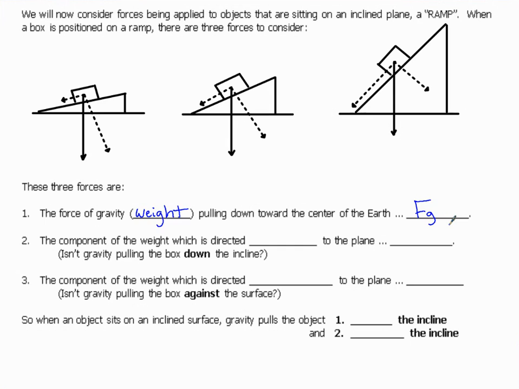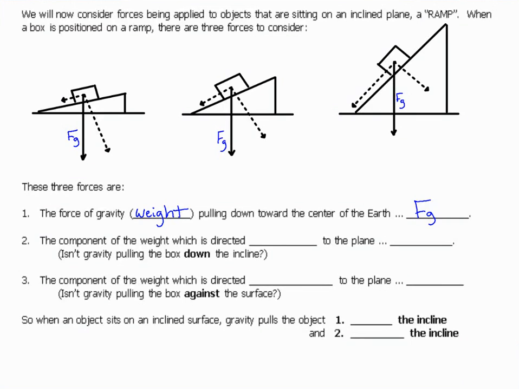So if you look at these diagrams, the weight is pulling down towards the center of the earth. That would be this one right here in the first ramp. It would be this one in the second ramp, and this one in the third. All of these are pointing directly down towards the center of the earth because weight is directed straight down.